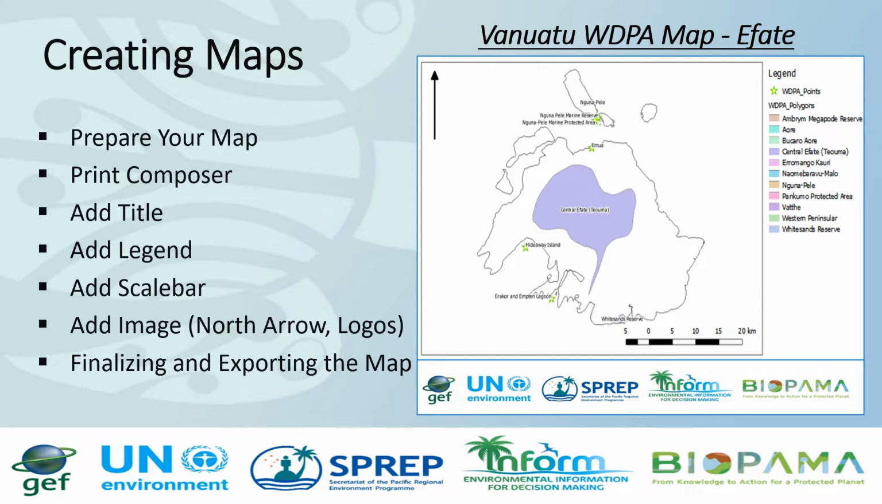1. Prepare your map. 2. Adding map on Print Composer. 3. Adding a title, legend, scale, north arrow, and logo to your map. Finally, you can also export your map using different formats such as an image or PDF.